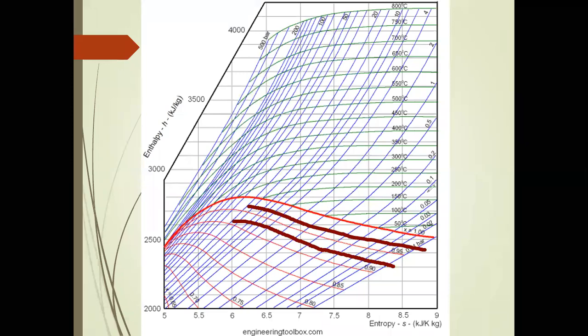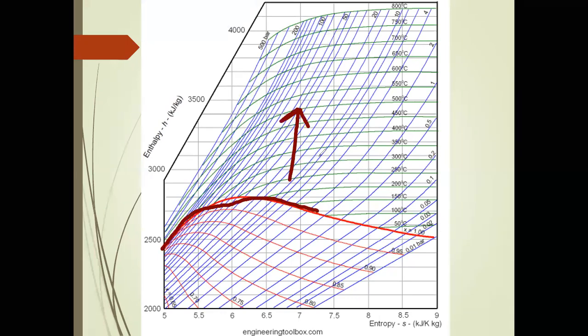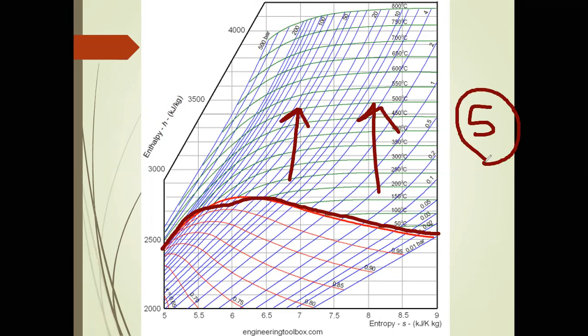So my student, this is the wet steam region, and in the wet steam region we have the dryness fraction values: 0.95, 0.9, 0.85, 0.8. And what is the upper region? The upper region from the bold line is basically the superheated steam region, and we all know that in the superheated steam region the parameter is temperature, the superheated temperature.